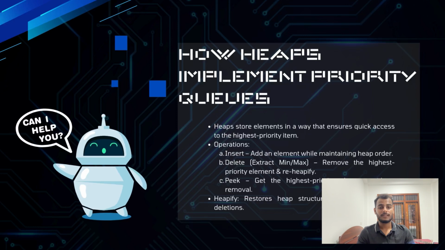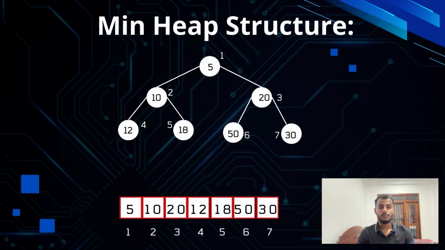Okay, now let's do an example in a binary tree. We are going to explore how heap operations work using a min heap binary tree. A min heap is a special type of binary tree where the root node is always the smallest element and each parent node is smaller than its children. Let's start by looking at our initial binary tree. In this tree, the root node is 5, which is the smallest value, and it follows the min heap property, where every parent node is less than its children.